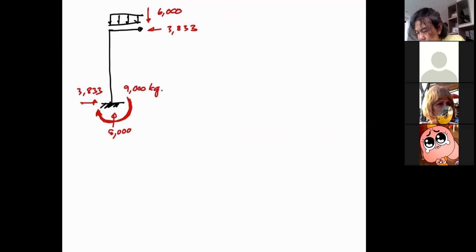9,000 kilogram meter. So no, it's pretty much the same thing. This piece will be pretty much the same as the one that we just finished, I suppose. Okay, so that's my free body diagram. It's 6,000. Oops, sorry. It's 6,000 downward.